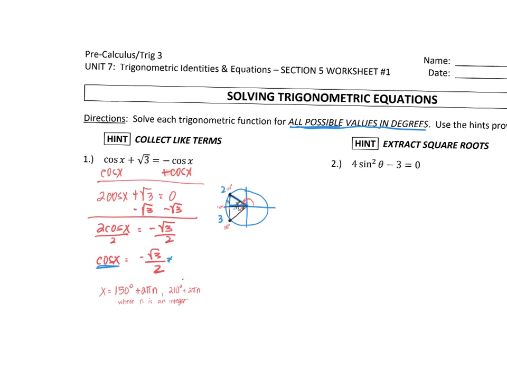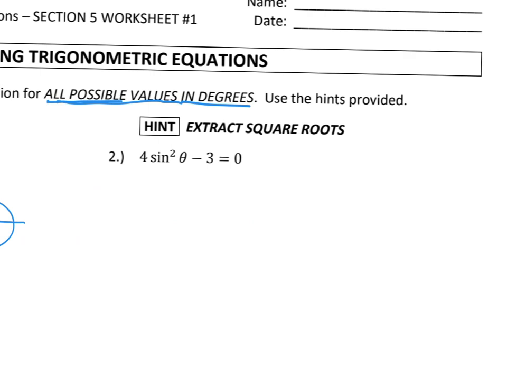All right, next problem. Our strategy is to extract square roots. So I'm going to first start isolating sine theta, which means adding 3 to both sides. And we have 4 sine squared theta equals 3. Divide by 4 both sides. Sine squared theta equals 3/4.